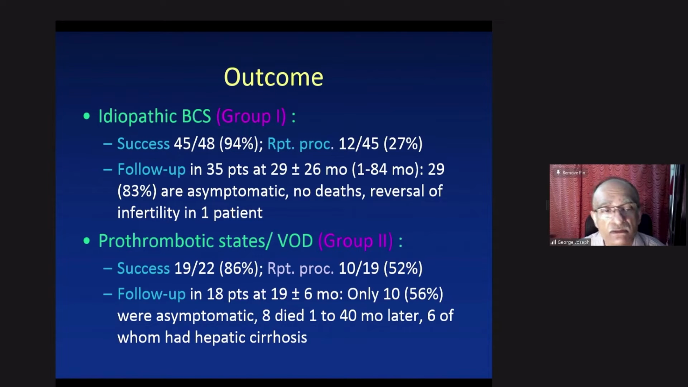But in group 2, which is prothrombotic states or veno-occlusive disease, initial success was less, 86%. Repeat procedures were required in half of them, 52%. And then at follow-up at 19 months, only 56%, or about half, were asymptomatic. 8 had died in the follow-up period, and 6 of whom had hepatic cirrhosis.